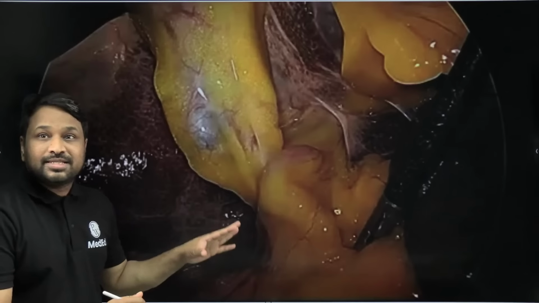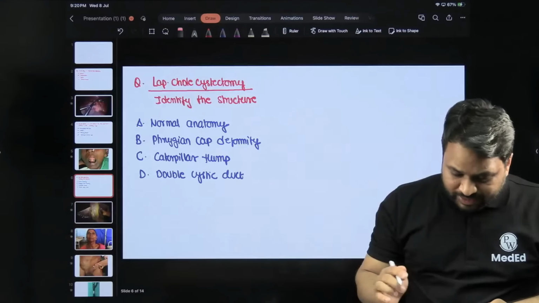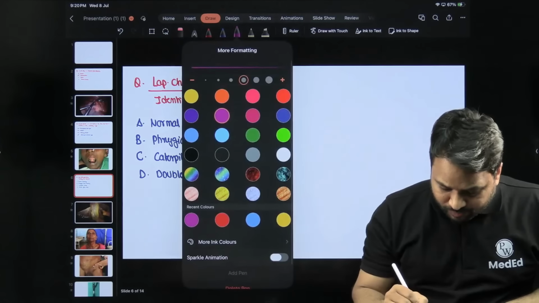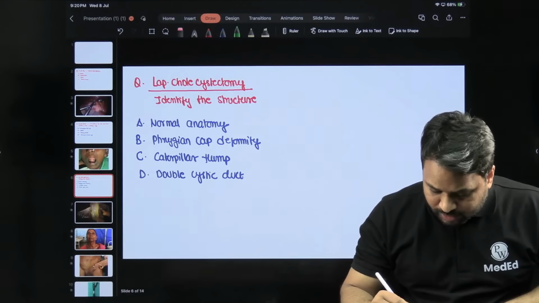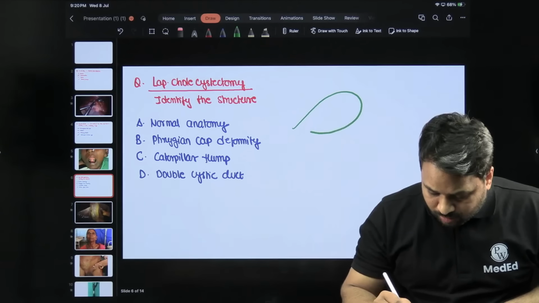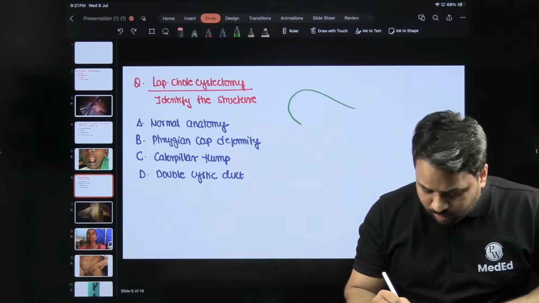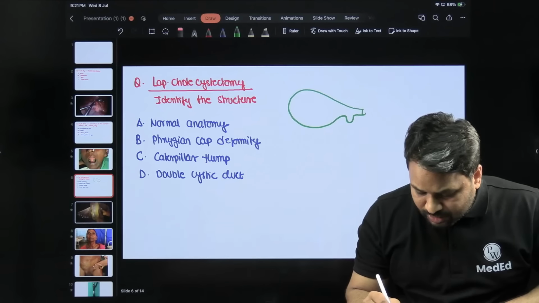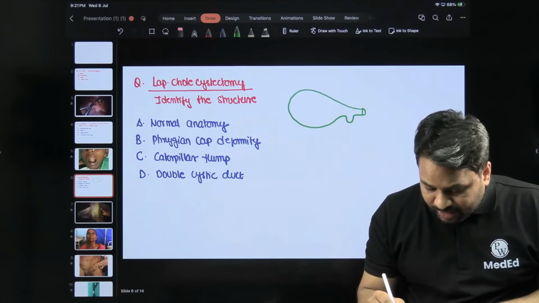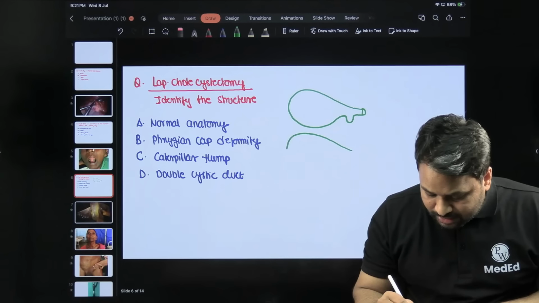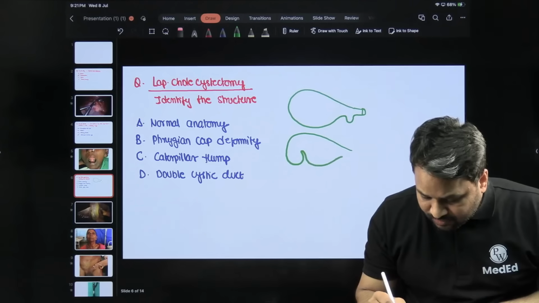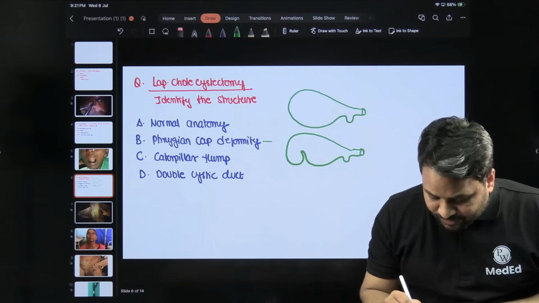What is this? It cannot be a Phrygian cap deformity. Phrygian cap deformity is on the fundus of the gallbladder, which inverts on its own. When you look at the normal gallbladder, this is how it looks, with its Hartmann's pouch and the cystic duct. In Phrygian cap deformity, the fundus of the gallbladder folds on itself, and this forms like this. This is what we call the Phrygian cap deformity.